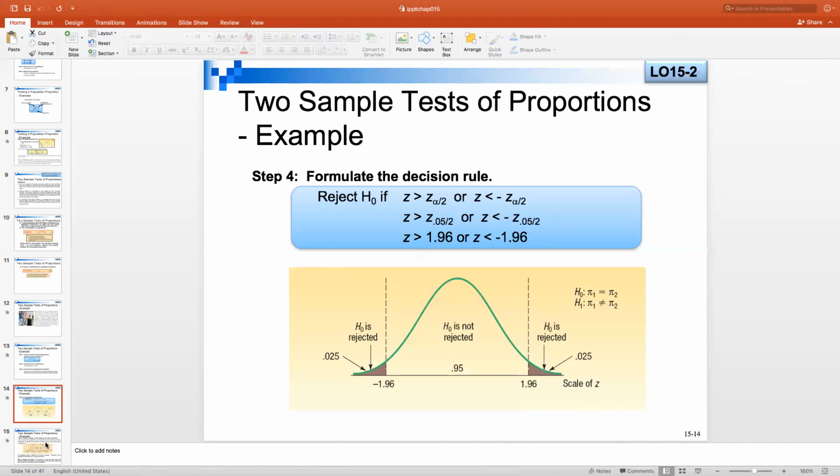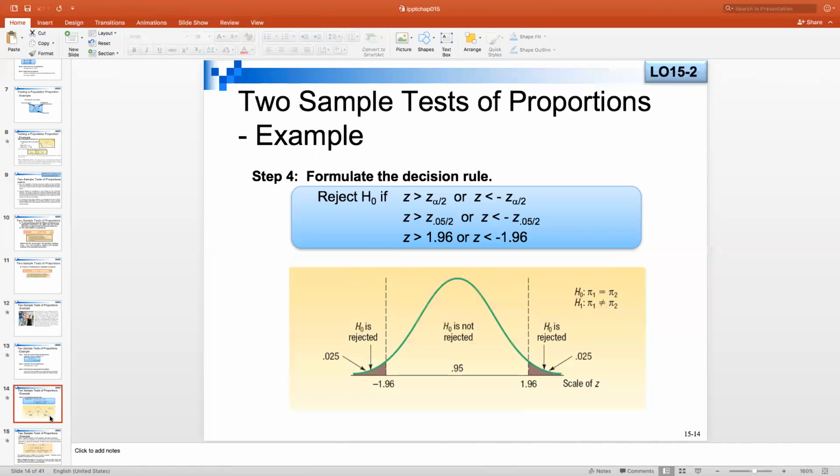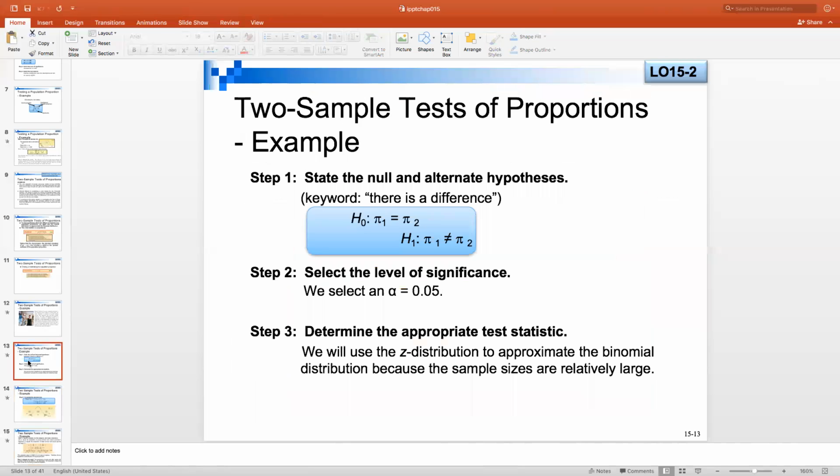Remember, the critical Z establishes the beginning of the region or area of rejection. So what's the beginning of the region of rejection here? Negative 1.96. What is it over here? Positive 1.96. So we want to compare that 1.96, negative 1.96 to this number. So what do we conclude? Is this number less than negative 1.96? Yes, it is. Therefore, it is to the left of negative 1.96, which puts it in the rejection region. Therefore, we are rejecting this fact.